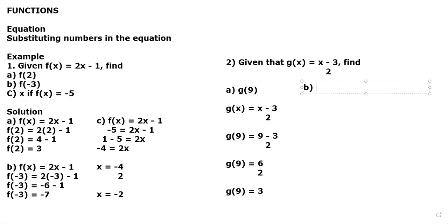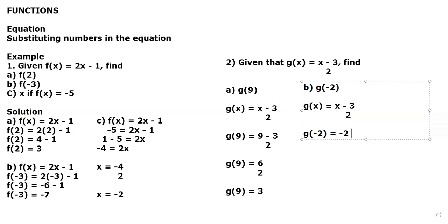Number 2, or B. G of, let's say negative 2, anything. So g of x is the same thing, x minus 3 over 2. That means g of x is equal to, of course, -2.